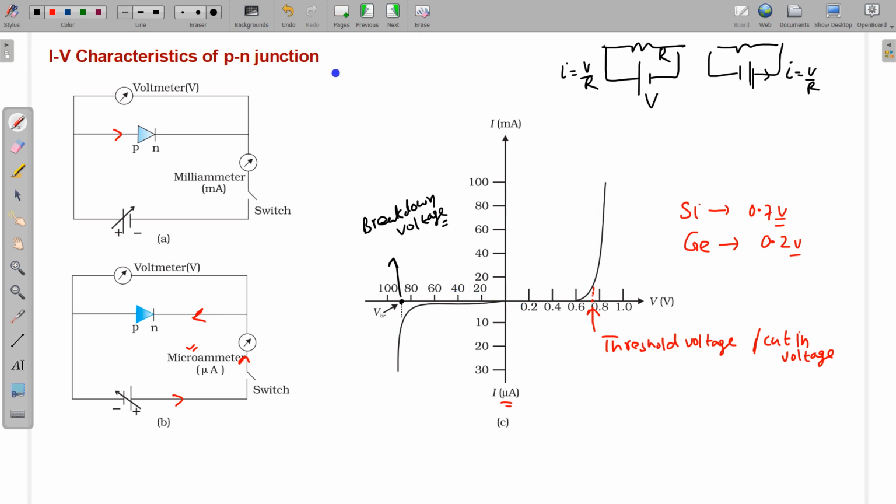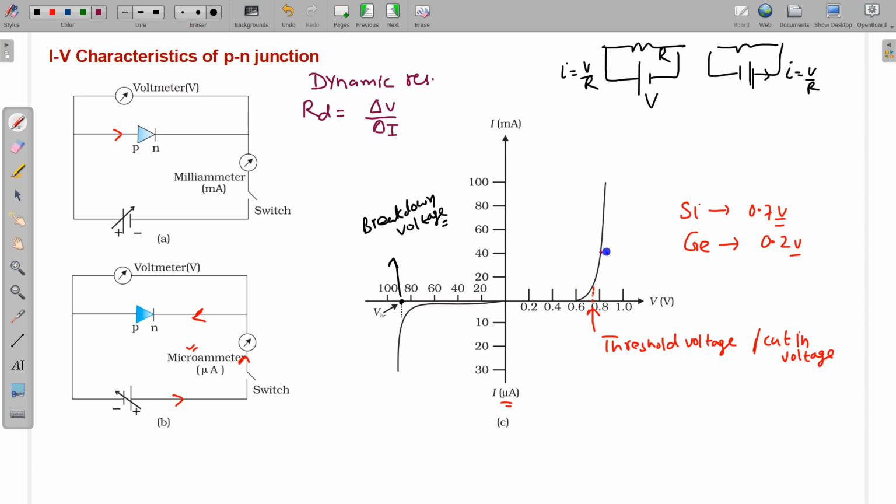We define a term of resistance for this PN junction. Obviously this resistance is not like an ohmic resistance which follows V equals IR. So we define a new kind of resistance popularly known as dynamic resistance. So let us define this term, dynamic resistance. This is equal to delta V upon delta I.